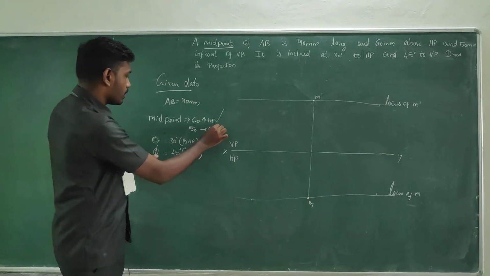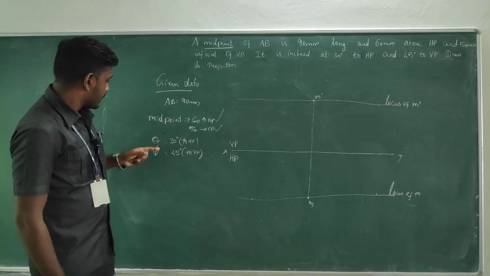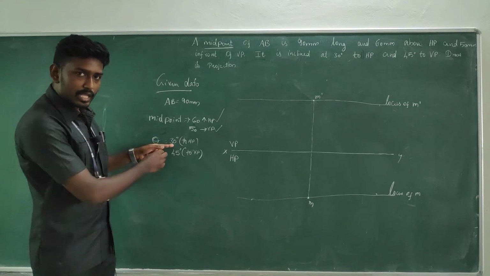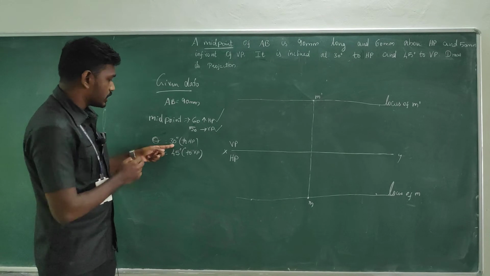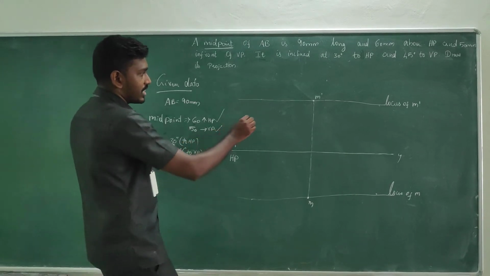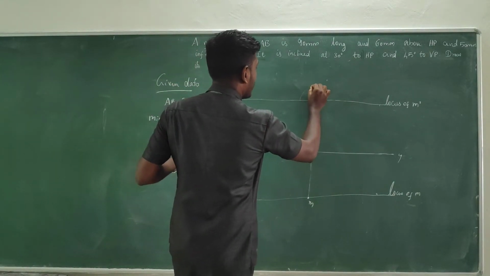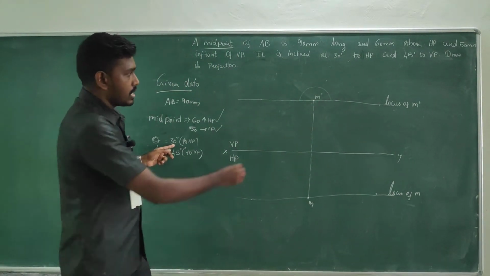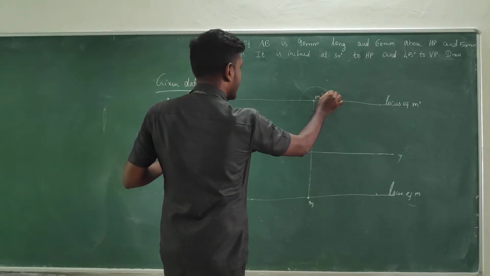Okay. Now we have used the locus. Next we have theta as well, pi. You can go with the inclination. Theta inclination is given. Theta inclination has to be taken here. So take a protractor, keep it on the M dash and just measure 30 degrees.